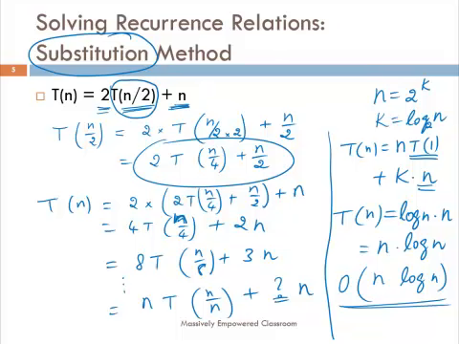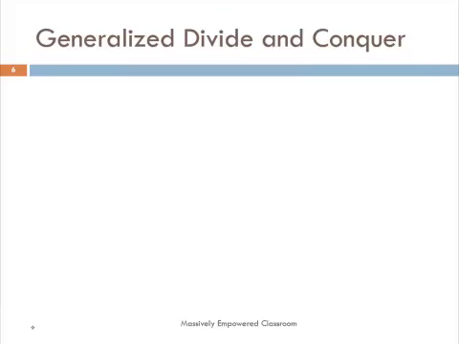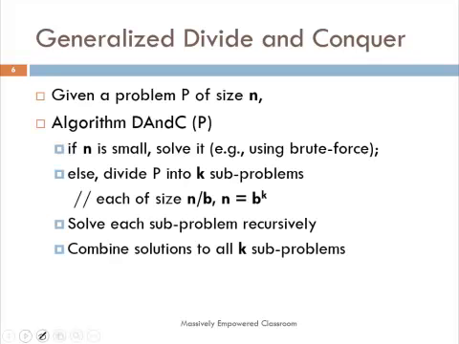So the generalized divide and conquer algorithm, just to re-emphasize again: given a problem DAndC of P, if n is small, solve it, for example using brute force. Otherwise divide it into some k subproblems. Usually k is 2 or 3. Each will be of equal size n by b, so that n is b to the power of k, and solve the subproblems recursively by calling the same DAndC algorithm and then combine all the solutions.